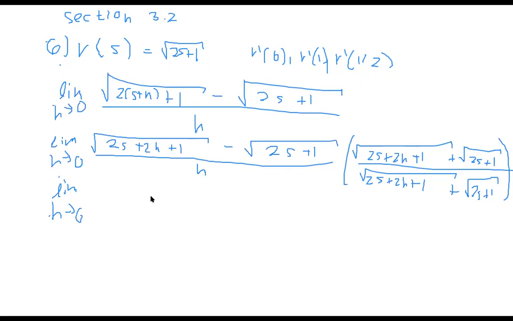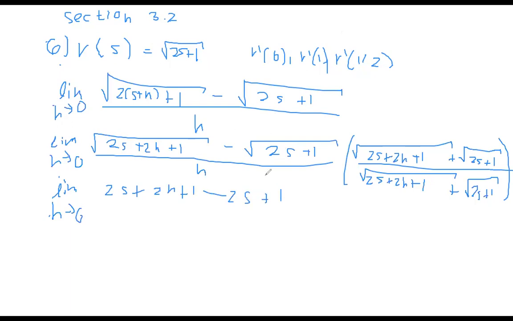Okay, so from this step, you use the conjugate, so you just have to distribute this out. So then this is gonna be 2s plus 2h plus 1. Oh God, sorry, this is plus 1. Let me rewrite that again. Sorry about that, guys. So this is gonna be minus 2s plus 2h plus 1, and then minus the 2s.